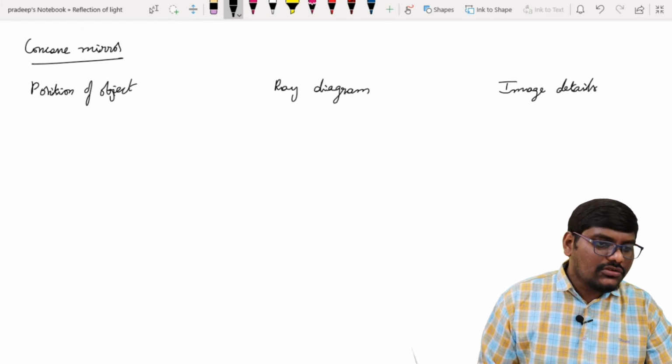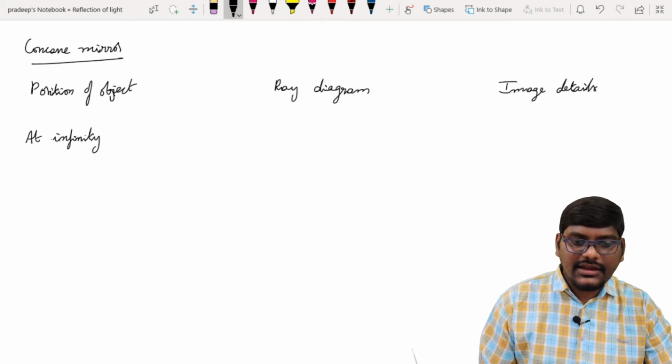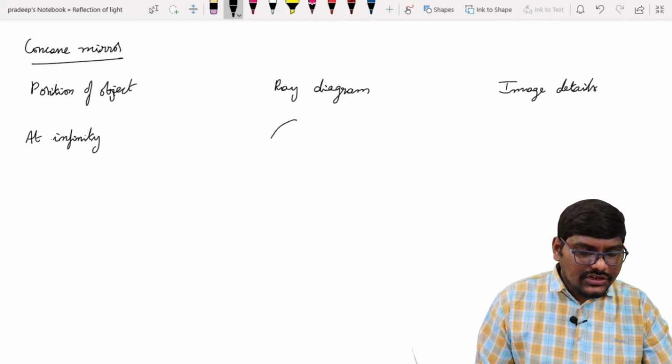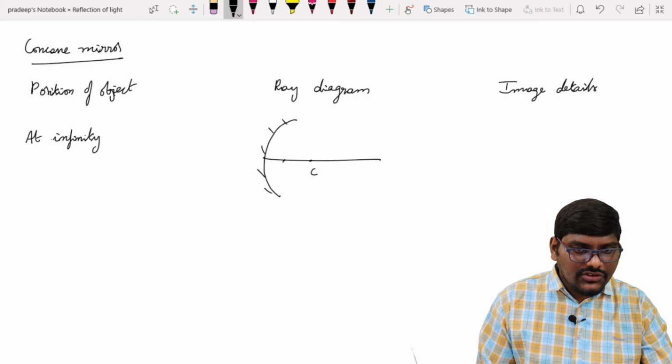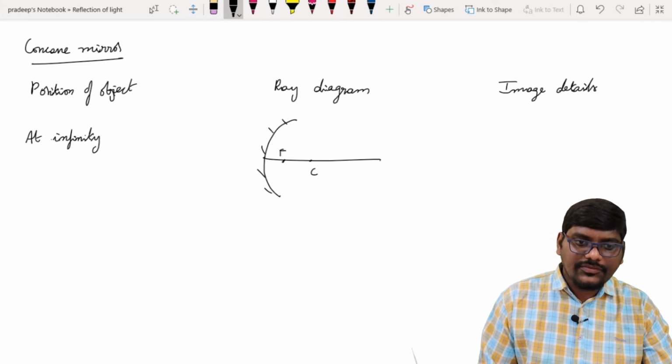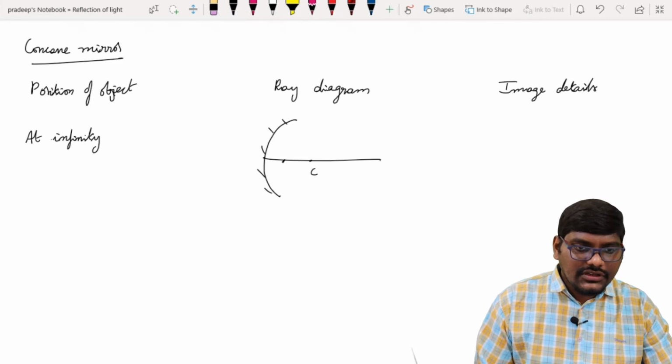Okay, so now first I'm keeping the object at infinity, that is, I am keeping the candle at infinity position. So let me take a concave mirror. Of course it is coated. This has a principal axis, and this is the center of curvature. It also has what? Focus.